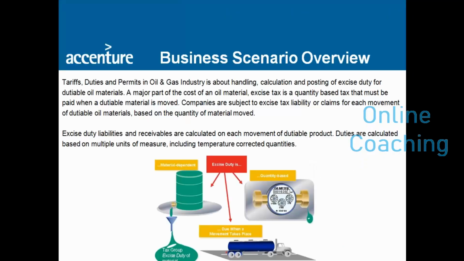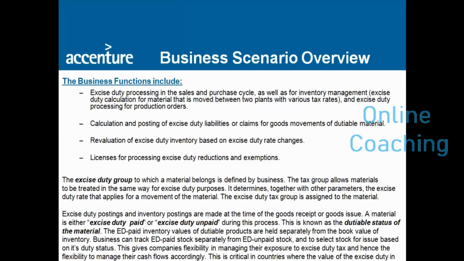This we got seen. Now you see in this slide, we are seeing some terminologies in bold. What are the terminologies? Excise duty group and excise duty unpaid, paid, dutiable status of the material or valuation type. We got seen in the material master where we are maintaining the excise duty group. And the duty paid or duty unpaid status of the material is being determined at the time of delivery creation. We can enter that manually. How to do that I will show.